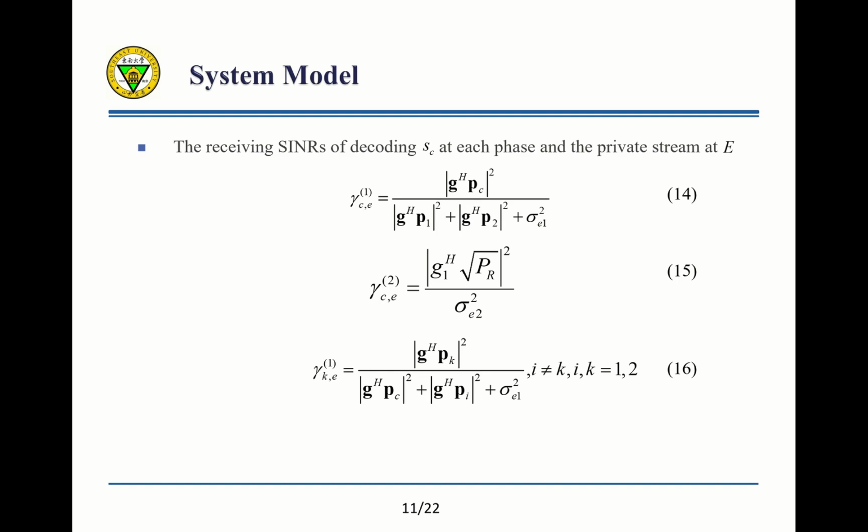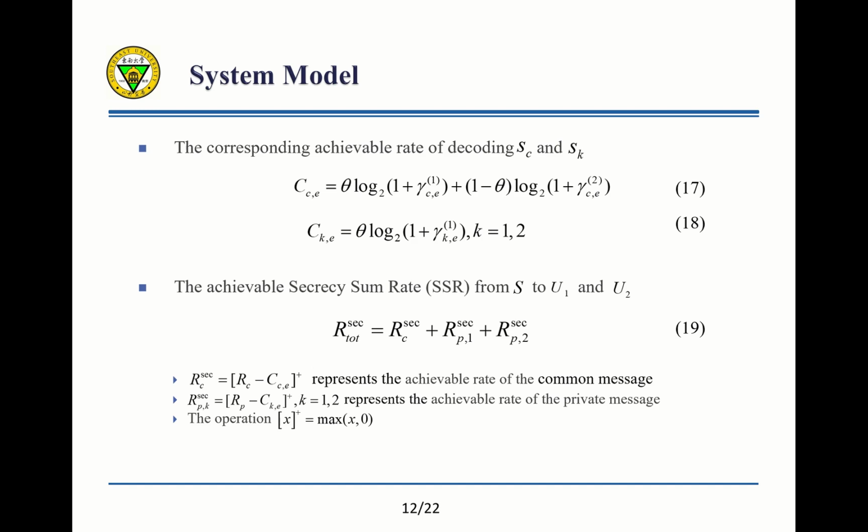Following a similar format, the receiving SINR of decoding the common message at each phase and the private stream at the eavesdropper is described in equations 14, 15, and 16. Then it is easy for us to write the corresponding achievable rate. In our paper, we add up the three parts: the achievable rate of the common message and the private messages for both users, and call it the achievable secrecy sum rate.